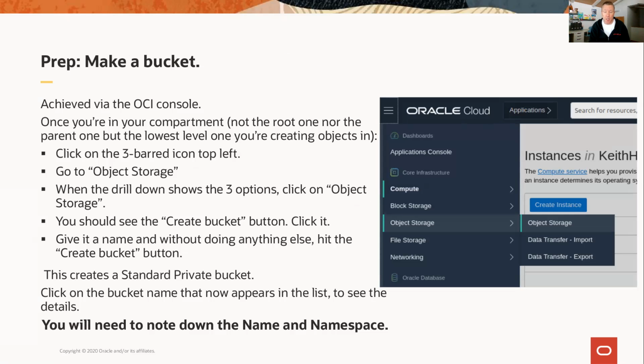Object storage bucket. So now we go to the console. You've logged in, obviously, because you've got all your OCIDs from the other parts. We go to object storage, click on that, and create a bucket. Give it a name, whatever. You'll want to note down the name and the namespace, as you can see at the bottom of the page. Write it down, a little post-it.